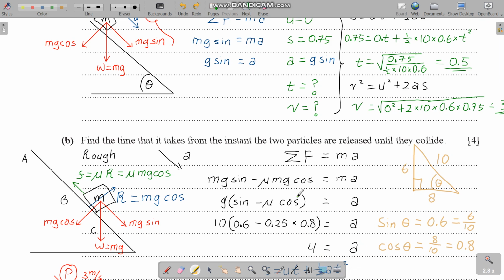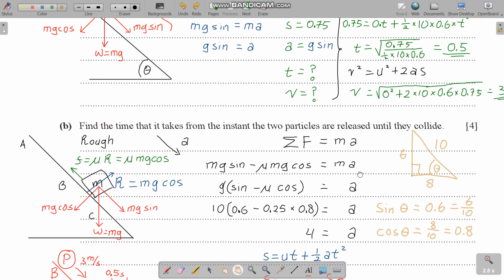And in case you are wondering how we find the cos, because we are only given the value of sine, we can find the cos using this triangle. Since we know the sine value is 0.6, which is 6/10, draw a triangle. Sine is opposite over hypotenuse. Use Pythagoras to get the adjacent, so the cos is adjacent over hypotenuse, 0.8. That's how we get this 0.8. All this trouble is only to find the acceleration during the rough part BC.